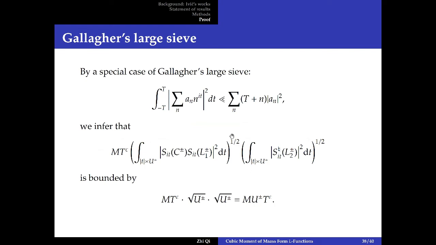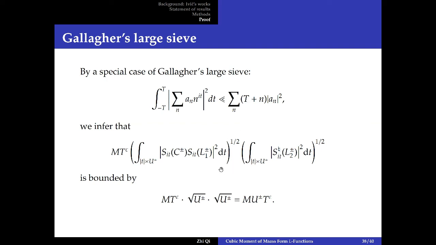And now we use the large sieve by Gallagher, and essentially speaking, you have this sum. This sum you can say is a Dirichlet polynomial, and you just integrate it over t, and then you have this expression. And if you recall, this a_n is roughly speaking 1 over square root of n. So the bound in our case will be the length of integral plus the length of summation, roughly speaking.